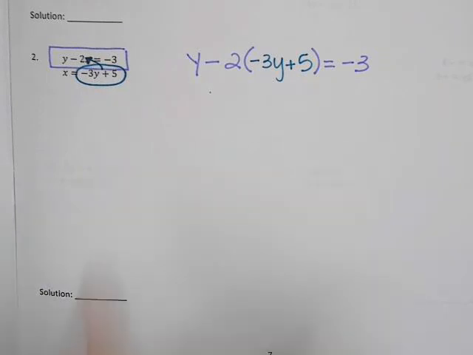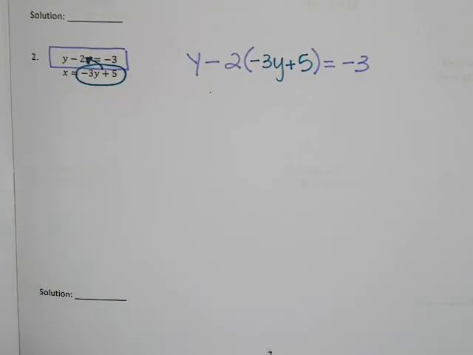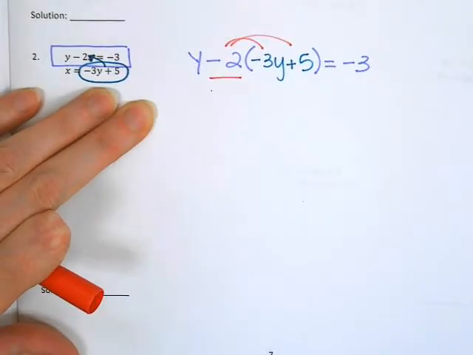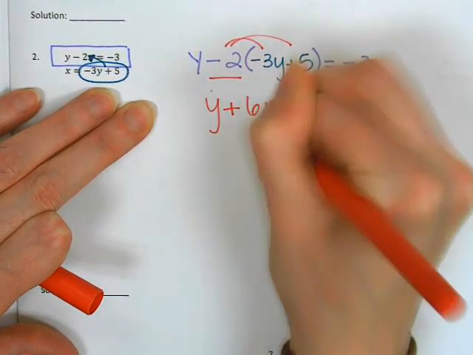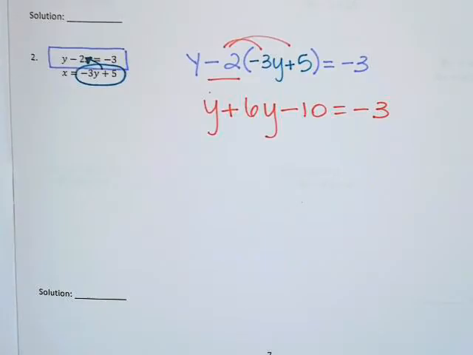Okay, so just be careful. If it's x equals, it goes into x. Make sure you put it in the right spot. Okay, now the easy part is solving. We're going to start by distributing the negative 2. So we have y plus 6y minus 10 equals negative 3.